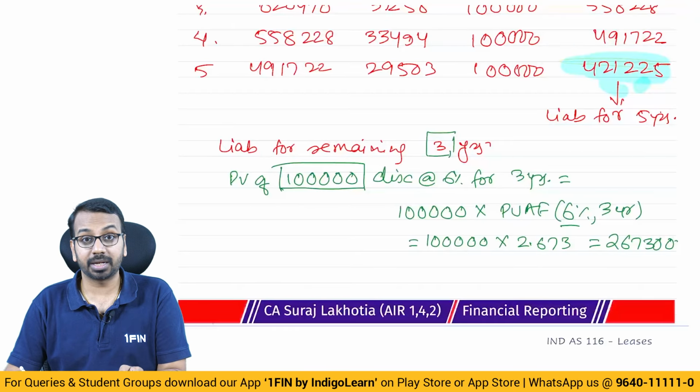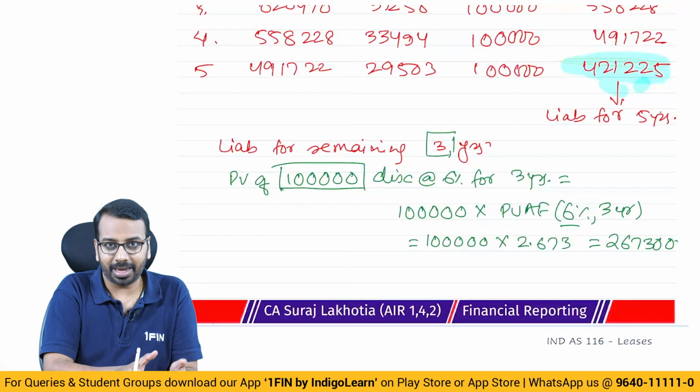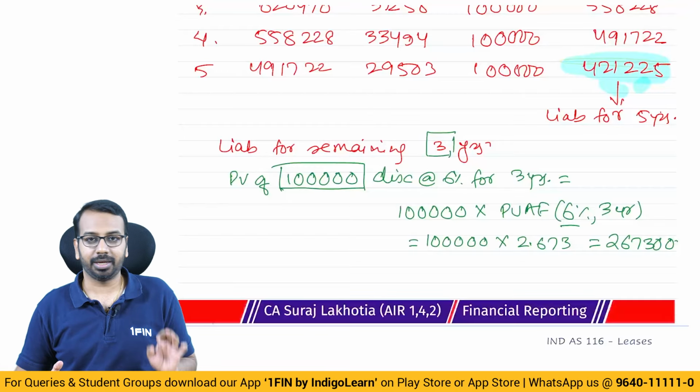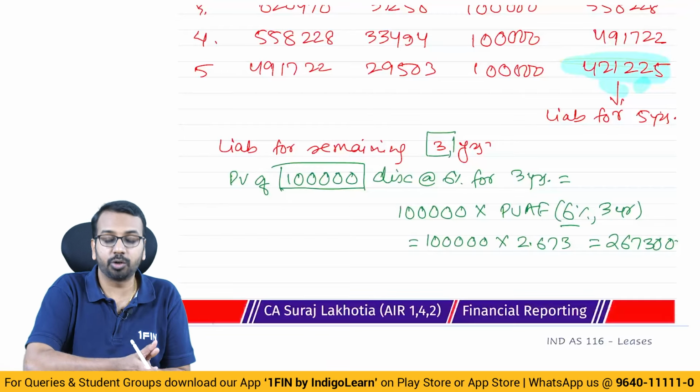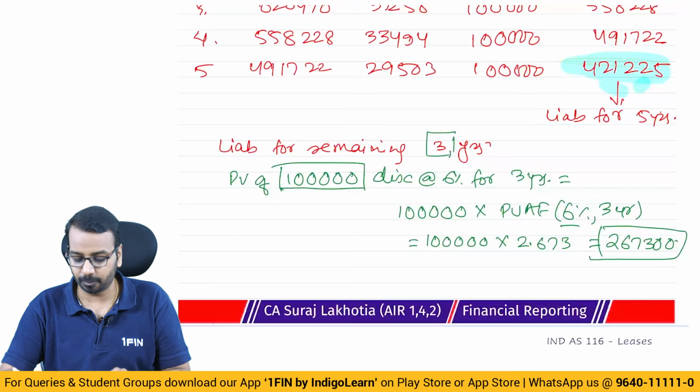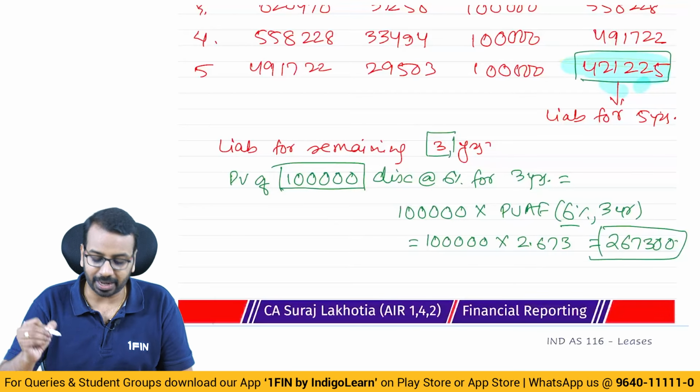Sir, why are we not taking 7%? See, right now we are looking at our existing contract: what will be the liability if we cut it short by 2 years? If we continue only for the remaining 3 years, this will be the liability based on the original calculation. This is our actual liability.